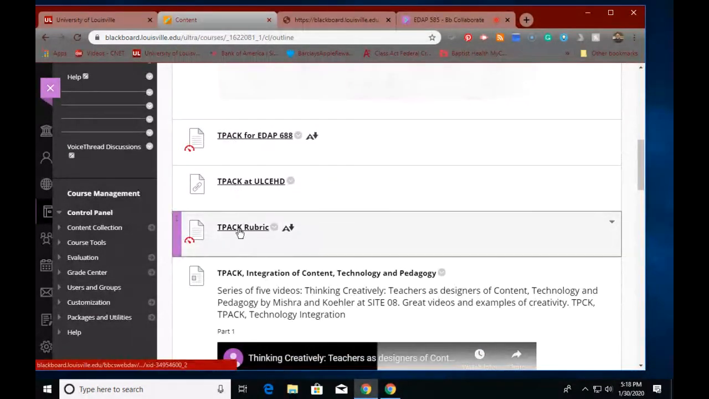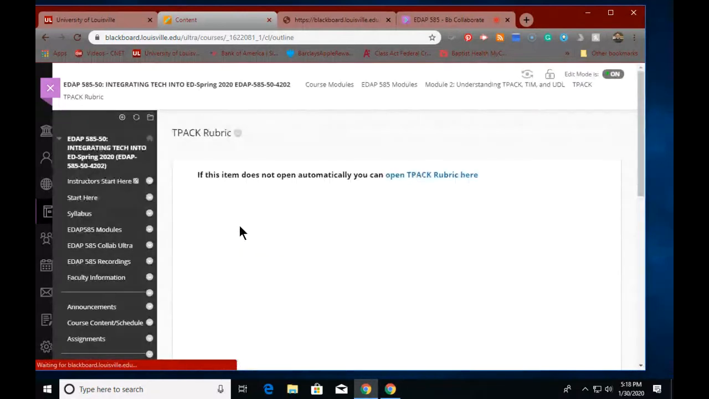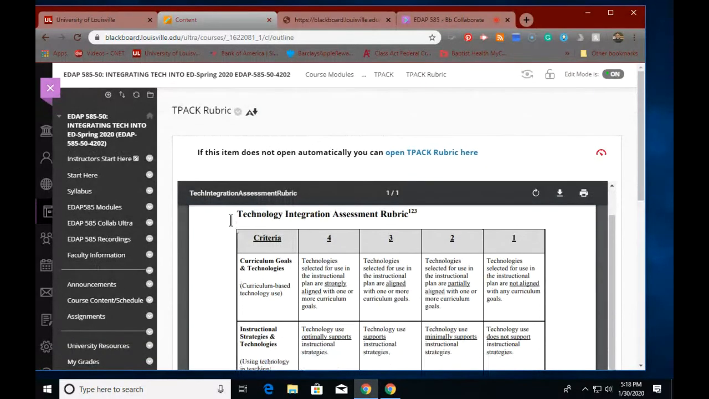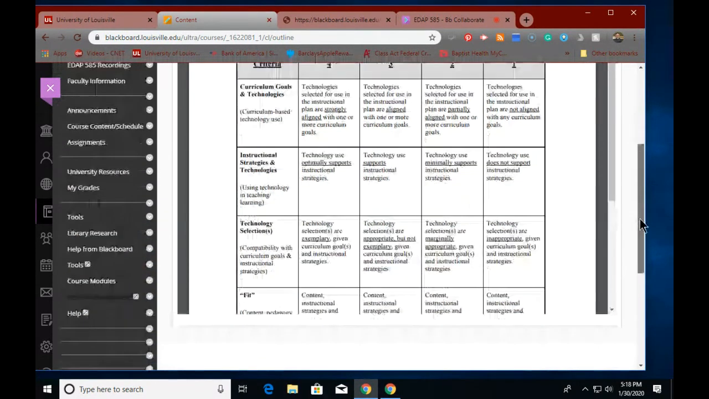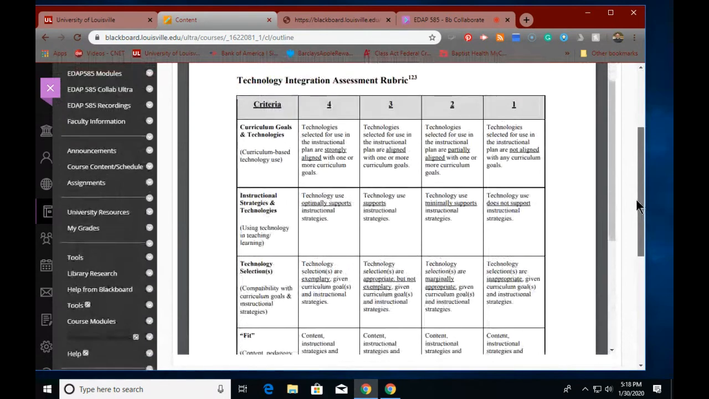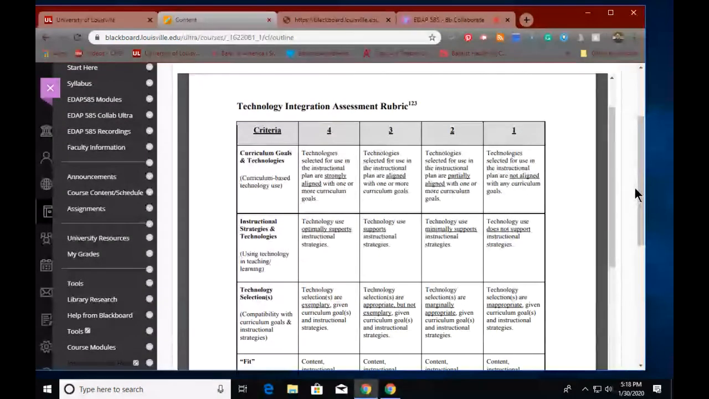Okay. Let me show you this. This is a TPACK rubric. And this was developed by a lady by the name of Judy Harris. Judy is right up there in the pantheon of all of this research. Judy was at Texas Tech. She's now over at Virginia Tech. She is one of those seminal people.